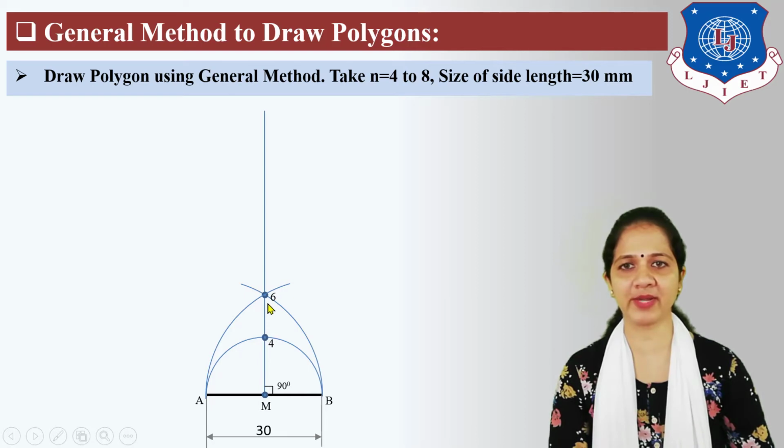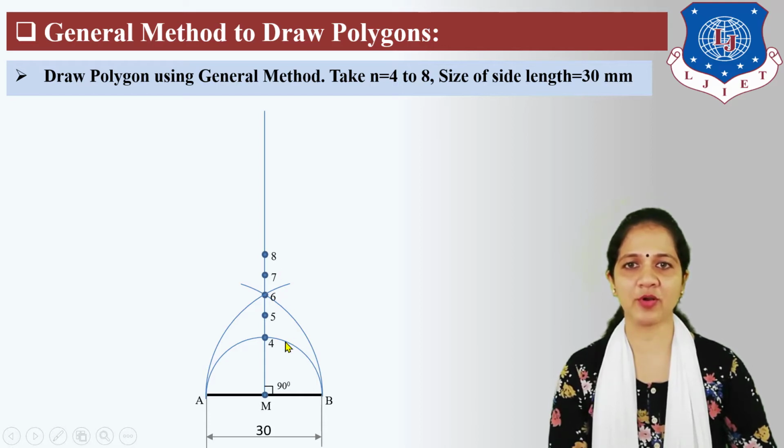Measure the distance between points 4 and 6 and take its middle point. Mark it number 5. Here, the distances between 4, 5 and 5, 6 are the same. Transfer the same distance on this perpendicular line from point 6 and locate point 7. Again transfer the same distance from point 7 on this perpendicular line and locate point 8. Here 4, 5, 6, 7, 8 indicate the centers of square, pentagon, hexagon, heptagon and octagon.